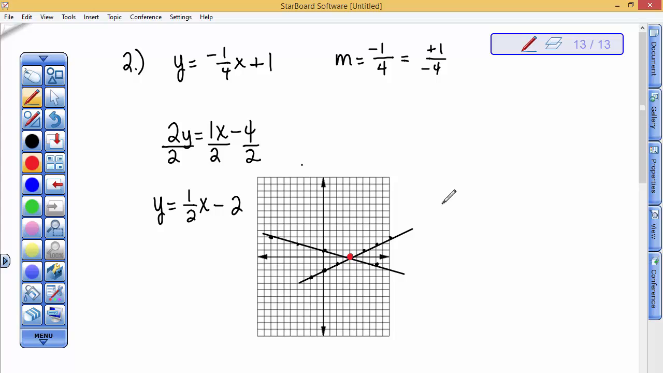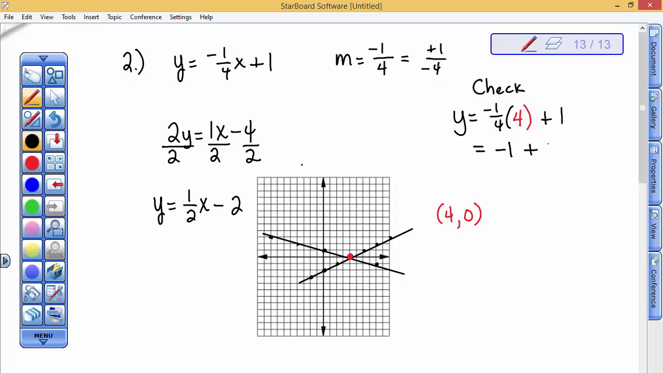And so let's go into the original equation and check those two solutions. The original equation was y equals -1/4 times whatever x is. Well, x is 4. And then plus 1. So -1/4 times 4 is -1. And you add 1 to that. Is that equal to 0? Yes, it is. So it checks.